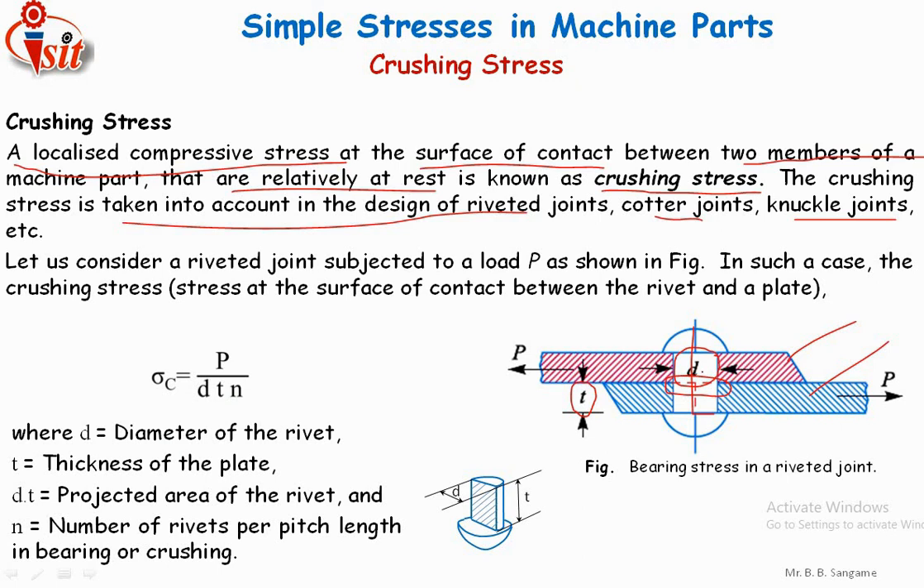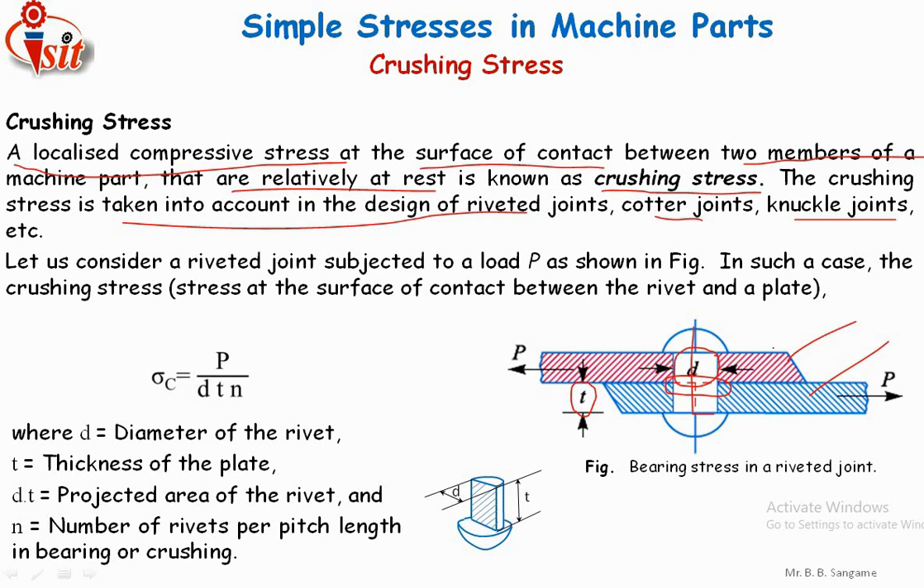Please try to understand the concept of crushing stress. In simple language, if we just have a nut and bolt arrangement, then the crushing stress will get induced at the contact between the nut and bolt. At that point, we have to consider the length of the nut, that is the thickness of the nut, and the diameter of that bolt. Now d into l or d into t will be the resisting area.